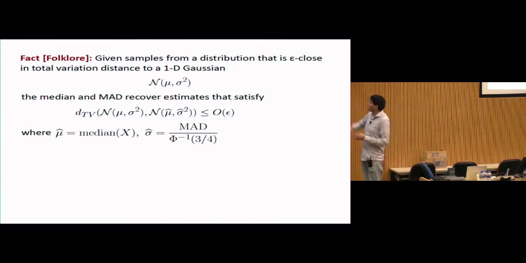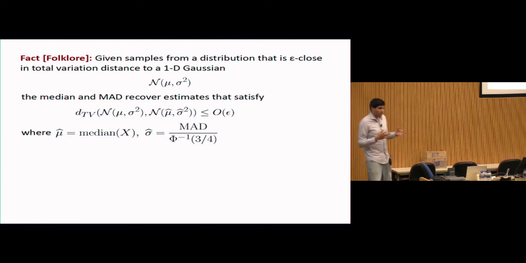But here's an example of the type of theorem that you're aiming for in robust statistics, putting it all together. This is a folklore theorem, it's one of the main theorems. If you're given samples from a distribution that's epsilon close to Gaussian, so now it's not actually Gaussian, but it's close in total variation distance, then all you have to do is compute the empirical median and empirical median absolute deviation and plug in those values, and the Gaussian that you found will be O of epsilon close to the original Gaussian.